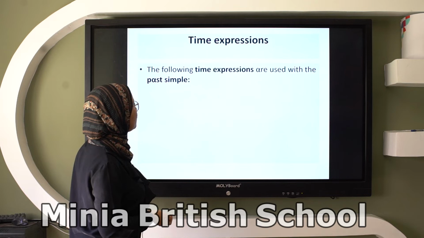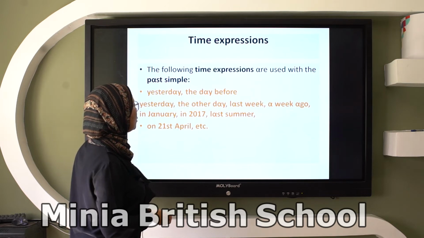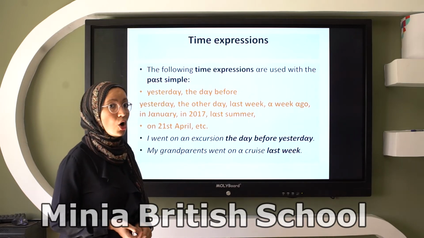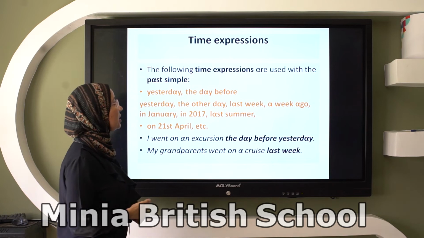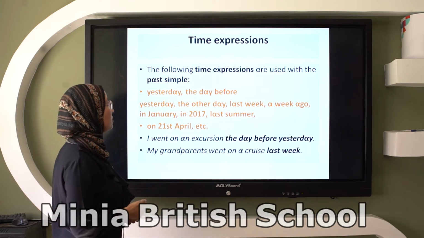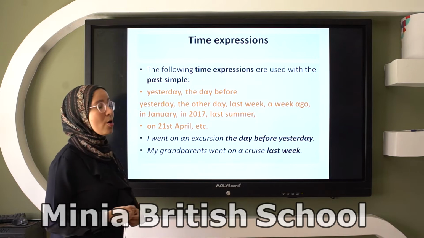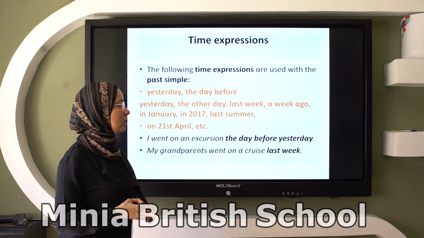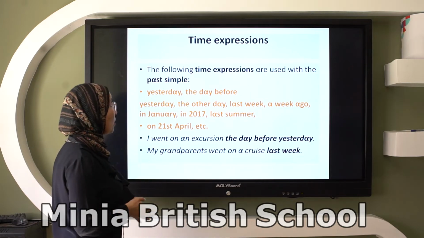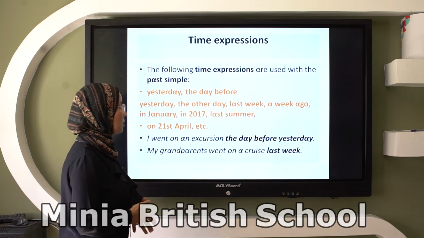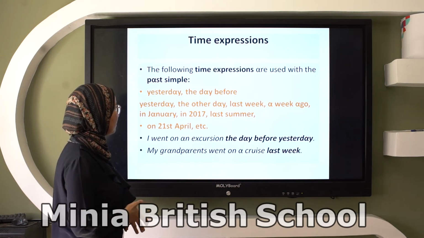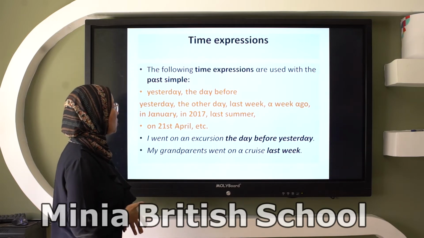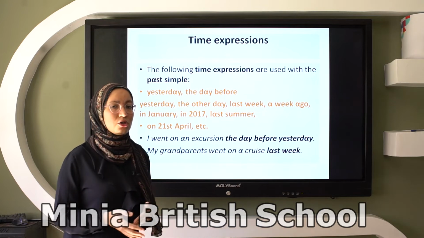Okay, time expressions, of course, and I think that they are very famous for us, and we always read them and listen to them all the time. So the following time expressions are used with the past simple, like yesterday, the day before yesterday, the other day, last week, a week ago. Ago itself is a time expression for the past simple tense. In January, in 2017, last summer, on the 21st of April, and so on, okay?